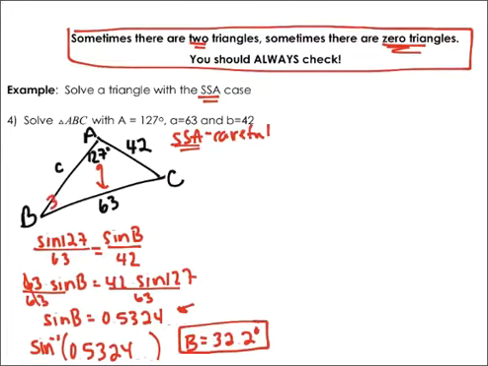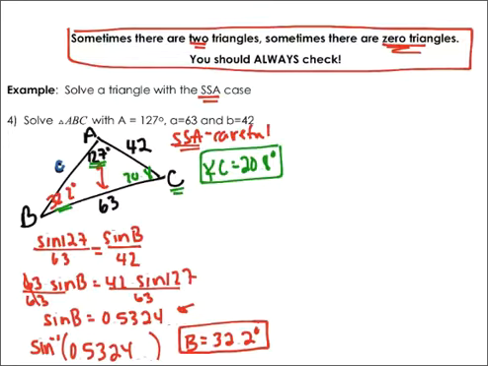Alright, I've got 32.2 degrees right there. Remember, to find the third angle, the 3 angles add up to 180. So if you do 180 minus 127 minus 32.2, you will find that angle C is equal to 20.8 degrees. And we're just going to round everything to the nearest tenth here. Alright, now the only thing that's missing is this side.